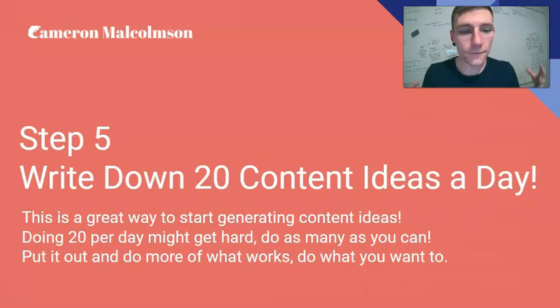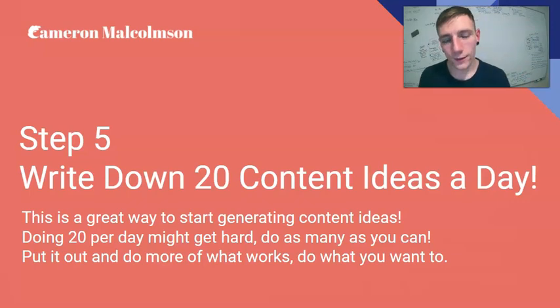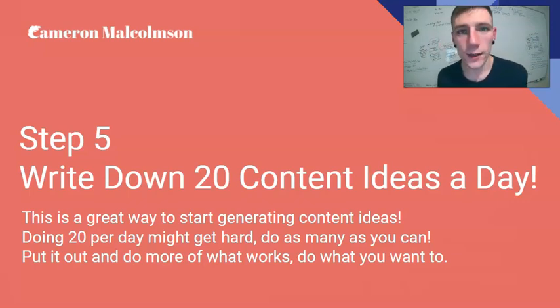Okay, so step 5 is the ultimate, and once you get through all these other stages, you'll easily be able to do this last step, which is writing down 20 content ideas a day. So this is a great way to start generating content ideas. In the mornings, in the evenings, whenever you have half an hour, 10-15 minutes, you just sit and write down ideas that come off the top of your head. Try and do 20 a day, but once you start doing it, it'll get harder to write 20 ideas, but that's okay. Just write down as many as you can, and you'll be generating more ideas for content.